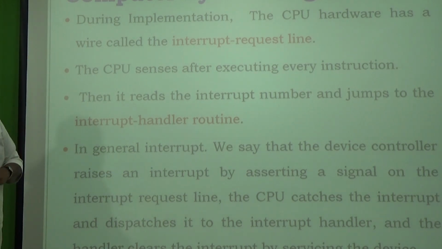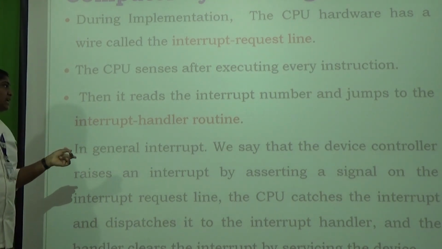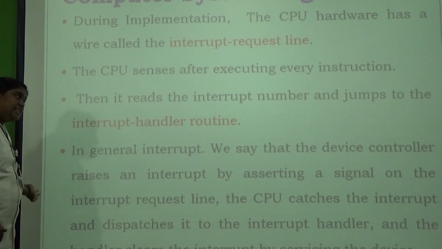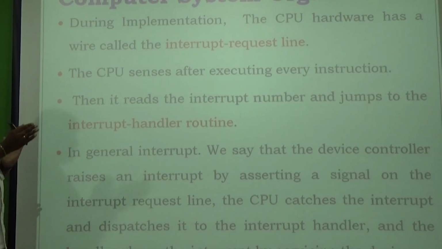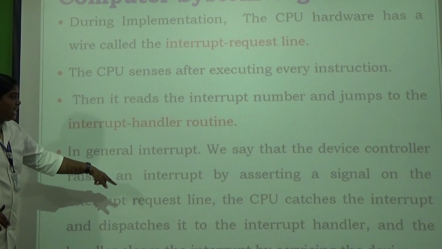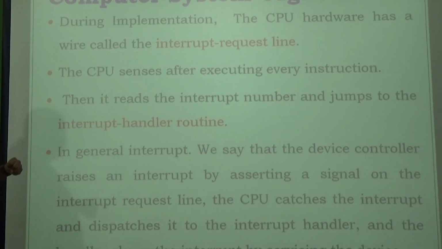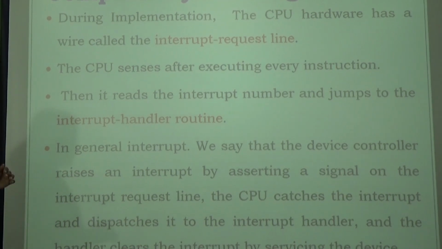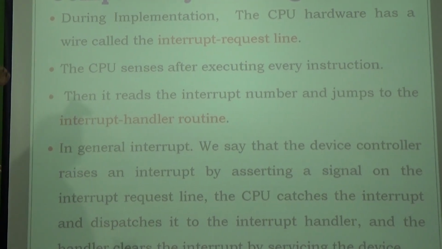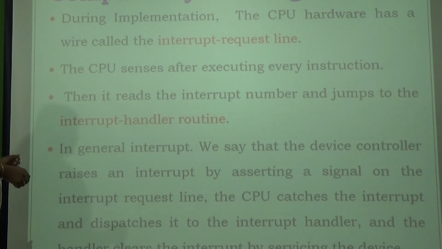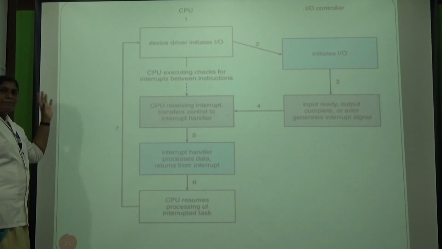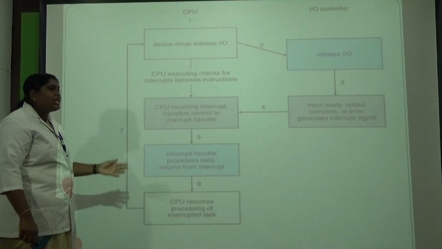Right? It will move on to the next line. So that is called the interrupt handler routine. In general, the device driver raises an interrupt by asserting a signal on the interrupt request line, and the CPU will catch the interrupt and dispatch it to the handler, which is the interrupt handler. This clears the interrupt, servicing the device, which can be accomplished by the device controller. This is one simple example of the communication between the interrupt request line and the interrupt handler.